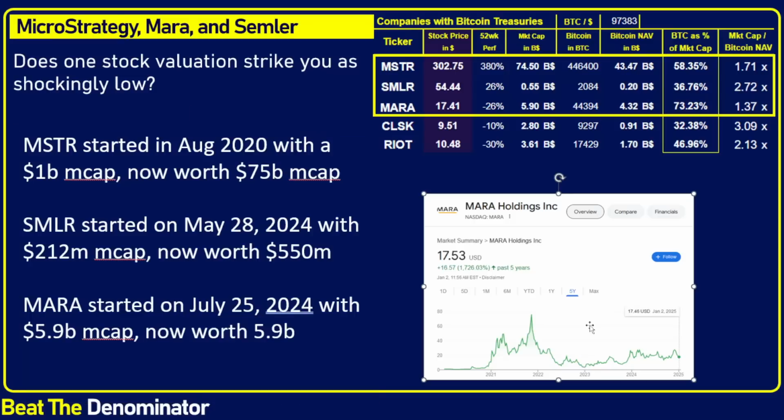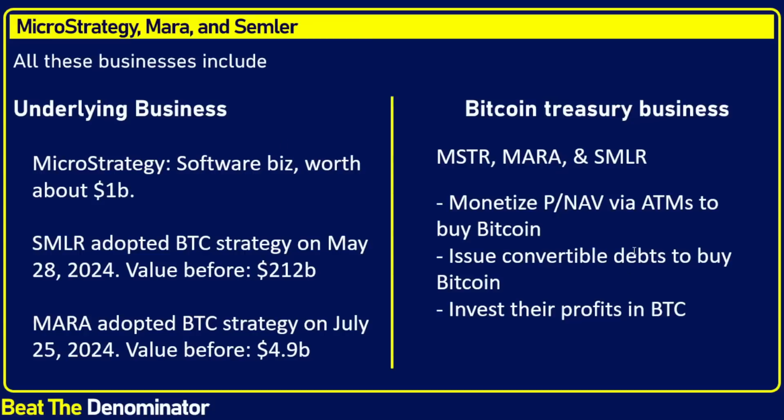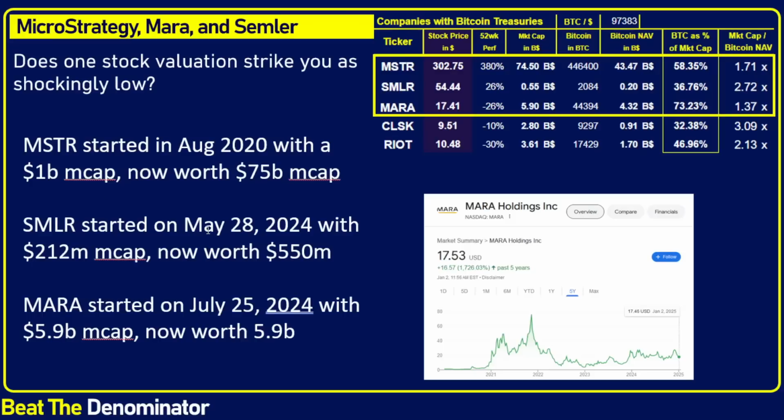And the stock of Mara has really performed the least well out of all of the three. And I would argue that the miners in general, even though they have adopted that Bitcoin treasury strategy, have not performed nearly as well as the non-miners who adopt the strategy. And when you look at the market cap to Bitcoin NAV, you can see that Marathon is looking so cheap at 1.37x. You're paying 1.37x for the NAV of Marathon. Companies like CleanSpark and Riot are more expensive. The second cheapest is MicroStrategy, and then the most expensive is Semler.